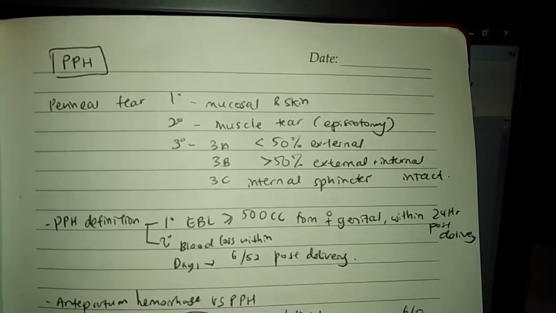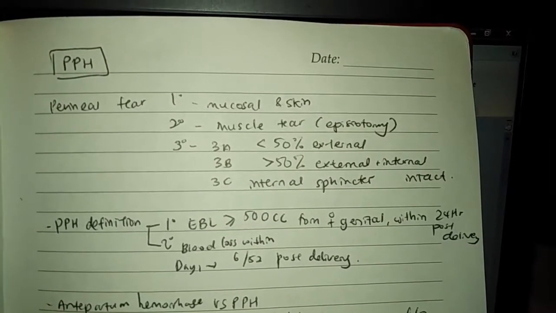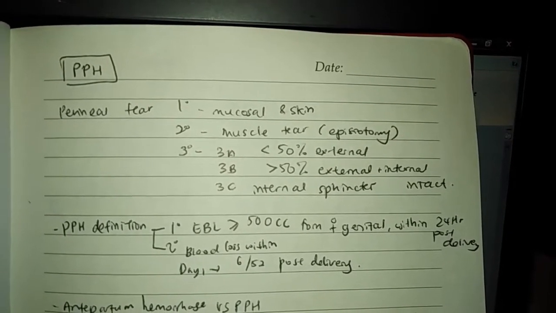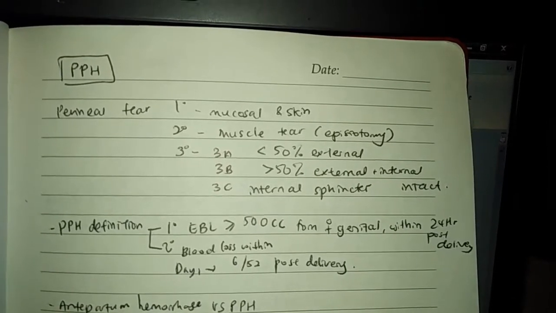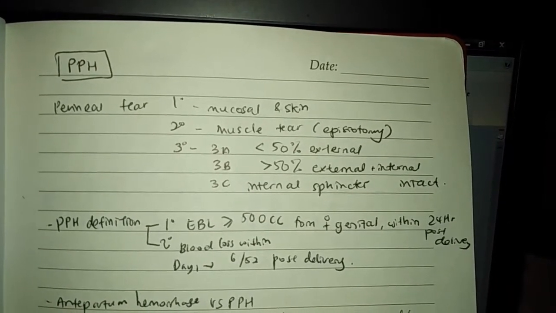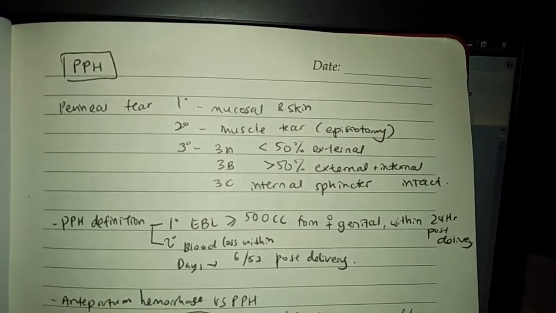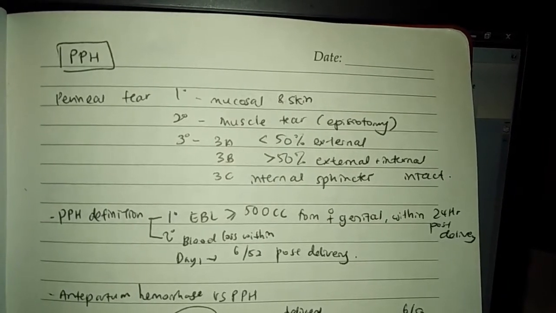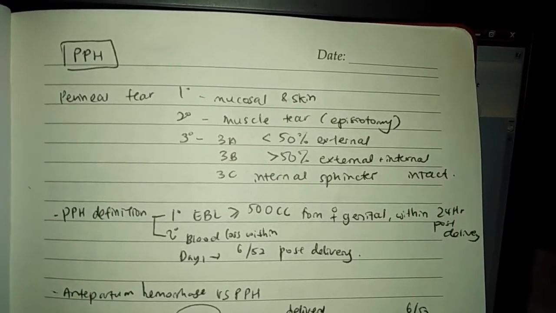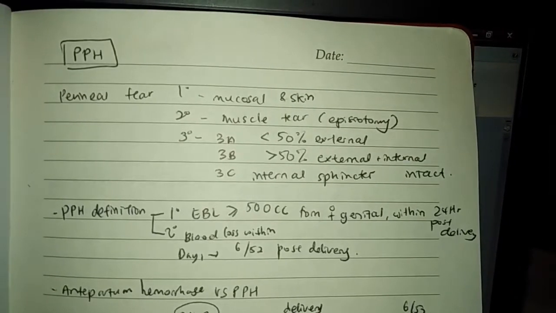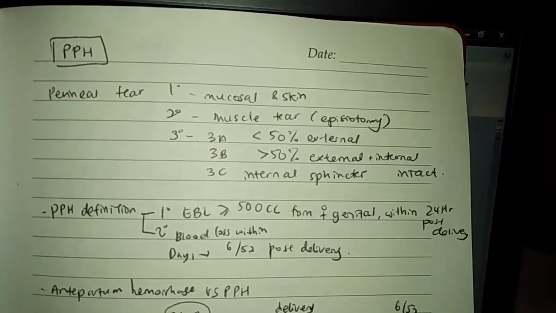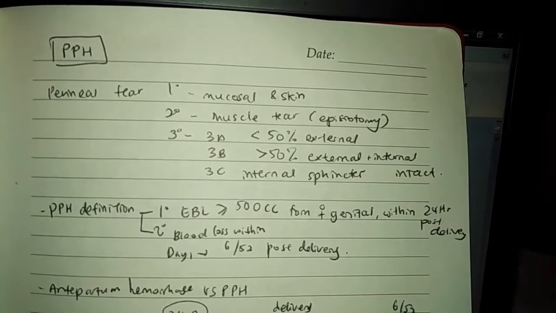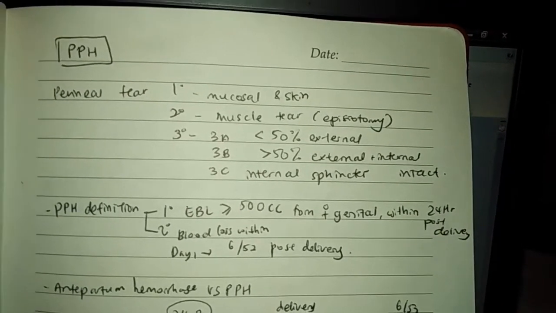First degree tear involves mucosa and skin. Second degree tear involves a muscular tear, which is the episiotomy. Third degree tear is divided into 3A, 3B, and 3C. 3A involves less than 50% of the external sphincter. 3B involves more than 50% of the external sphincter, whereas the internal sphincter is intact. 3C involves tear of the internal sphincter.